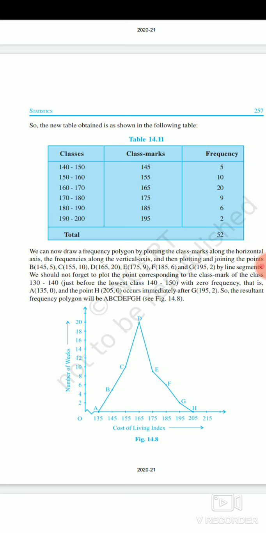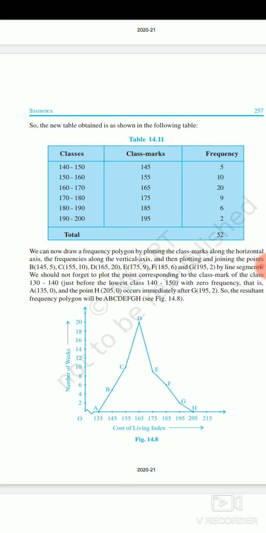In your table the given data does not include the starting point and the end point. The starting point and end point are not given in your table. You need to decide by class width. Class width is 10, so you need to subtract 5 from your first lower limit and add 5 to your last upper limit. So your starting point A and the end point H are not given in your table. You need to introduce them. So 135 comma 0 is the starting point. Similarly, the last point here is 195 given, so 205 comma 0.